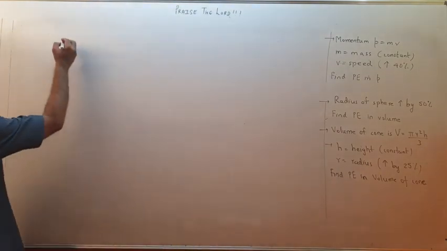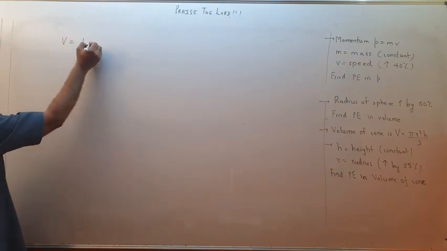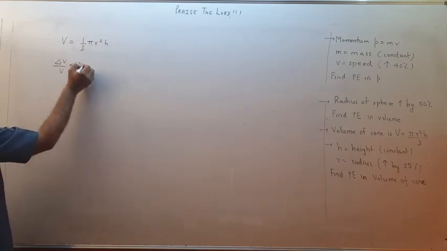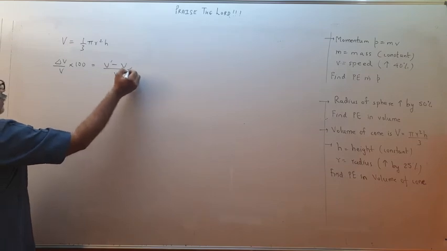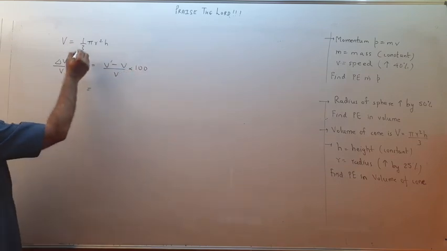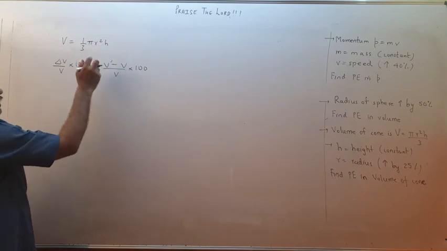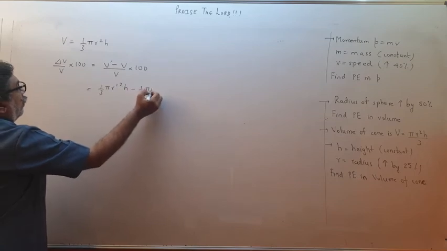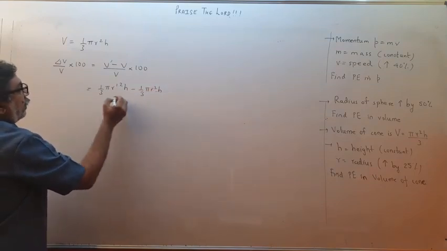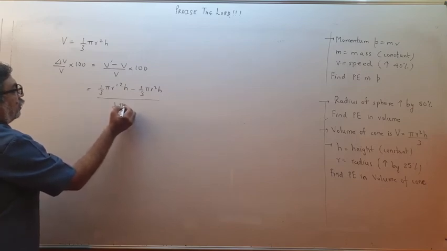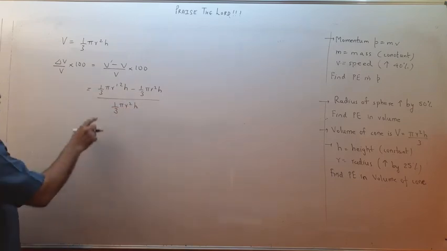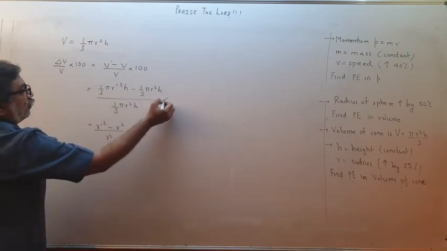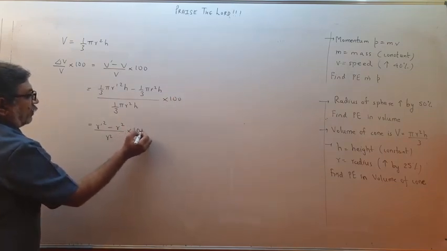So, volume is given to me as 1 upon 3 pi r square h. I want percentage change in the volume, that is (V dash minus V) upon V into 100. V dash means what is changing over here? Height is constant, radius is changing. So I write 1 upon 3 pi r dash square h, minus 1 upon 3 pi r square h, upon 1 upon 3 pi r square h. So pi by 3 and h are gone from all. R dash square minus r square upon r square into 100, of course, into 100.